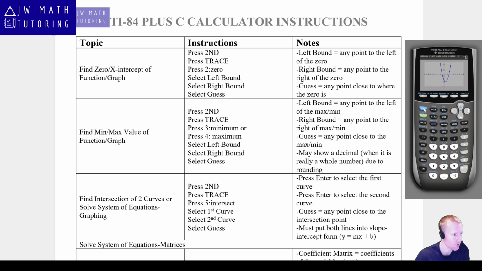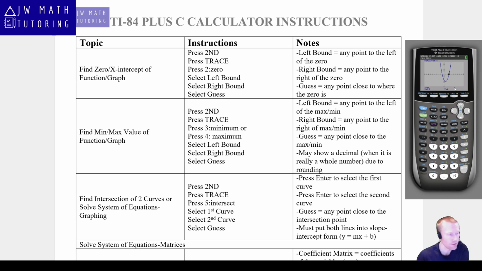If I want to find them, I just go to second and trace to get to the calculate menu, and then I go to number 2, zero. So I'm going to look at the one that's on the right first. So it says left bound, so all you have to do is make sure that your little cursor is to the left of the point you're looking at, or here left of where it crosses the axis. Then hit enter. Then for right bound, I'll move it just to the right of it. And then for guess, I'll just go in the middle as close as possible to the intersection point. We hit enter. Okay, now we have it.